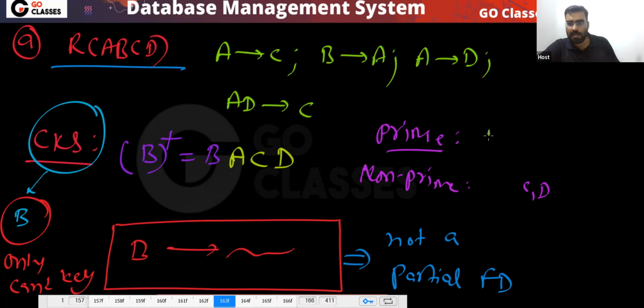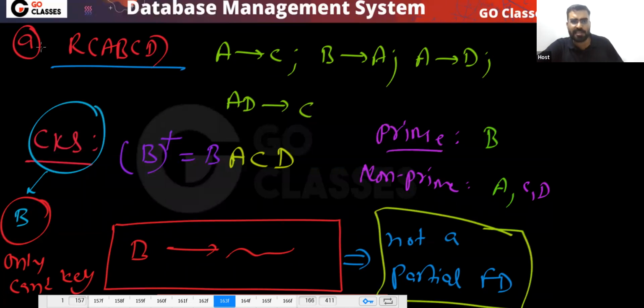Prime is B. Can you create this type of partial dependency, where here you have part of a key and here you have something else? You cannot create this type of partial dependency. We do not have it. So this relation is in 2NF. Let's see the next example.